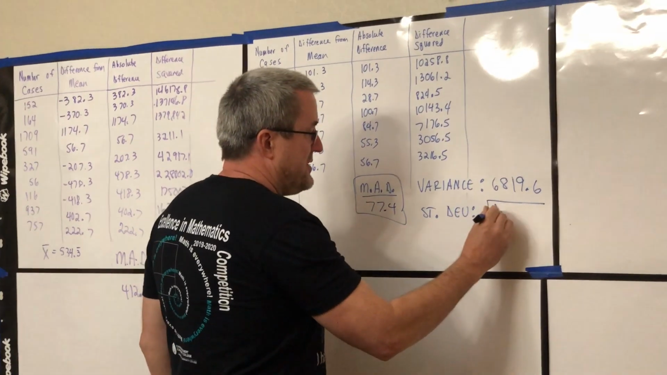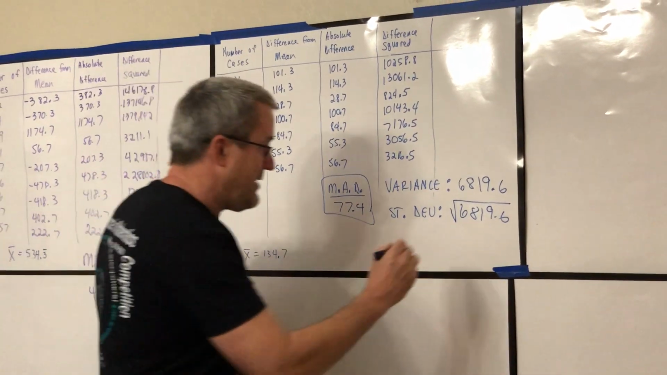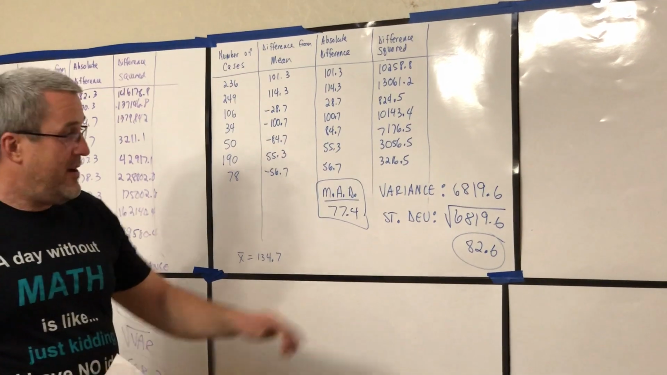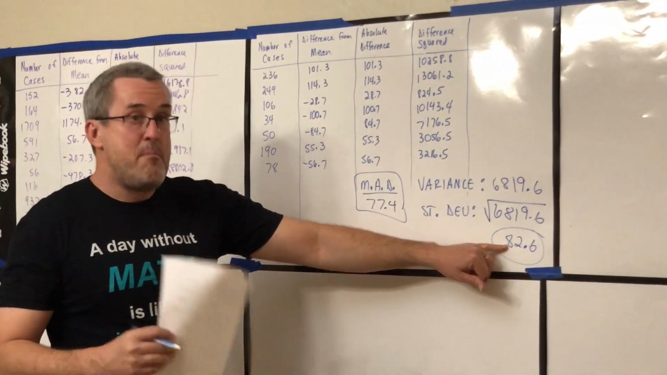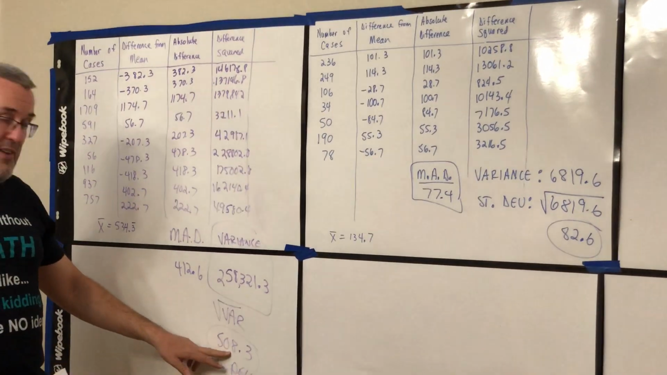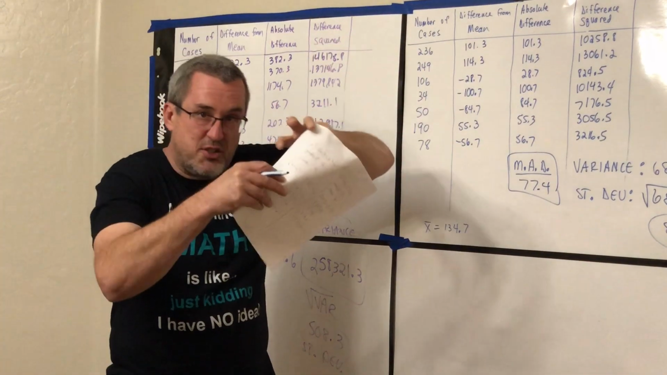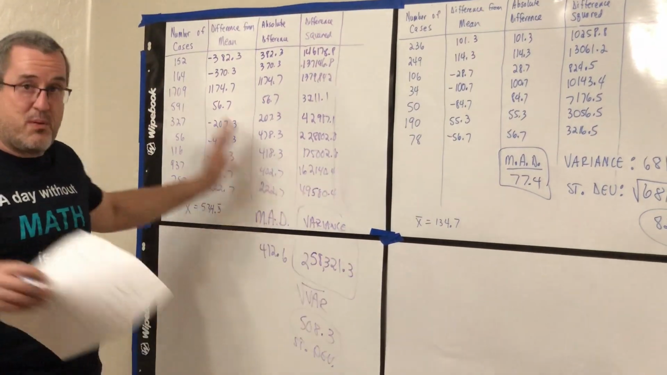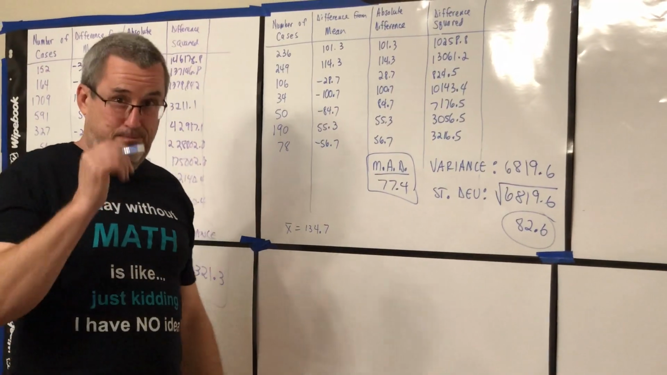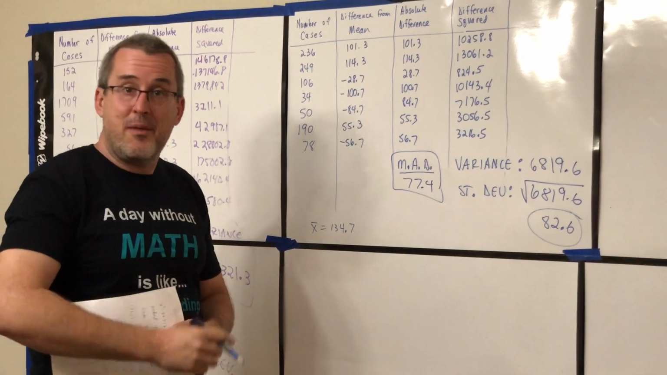So the square root of 6819.6 is 82.6. So again, in terms of comparison, compare a standard deviation, a measure of spread outness, of 82.6 compared to 508.3. Much more clustered, consistent, clustered around the mean, much more spread out away from the mean. That's the value of standard deviation, variance, and or the MAD.